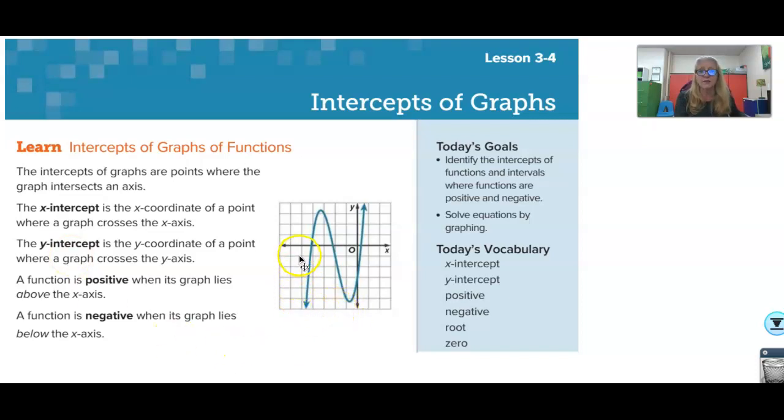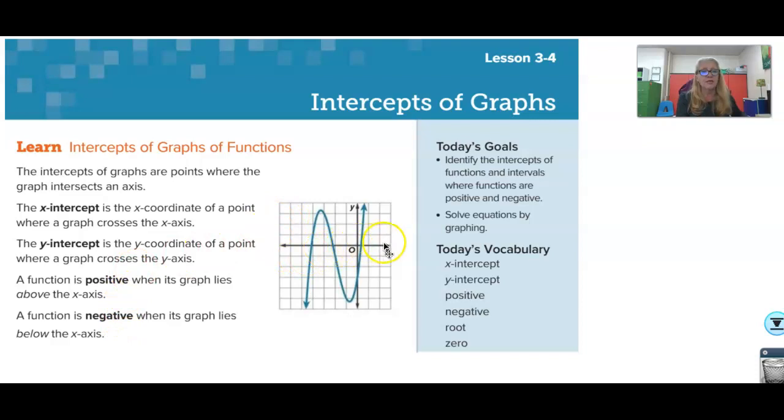You can see here we have a curved line. This one intersects the x-axis 1, 2, 3 times, but it only intersects y one time. We're also going to be talking about where a function is positive and negative.